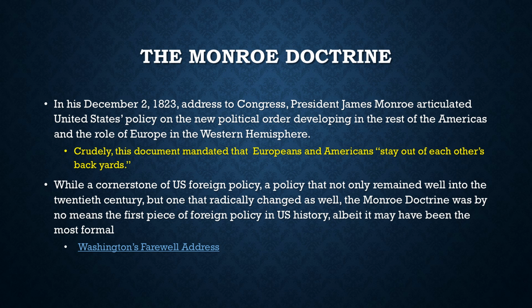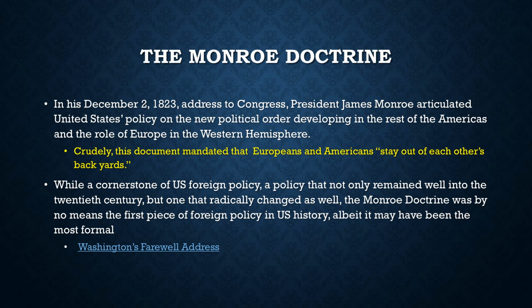Okay, the Monroe Doctrine. What is this? Well, the Monroe Doctrine is, in some respects, the United States' first official foreign policy or statement of foreign policy. Now, as we discussed previously under Washington, this isn't necessarily the first act of foreign policy that the United States has had.